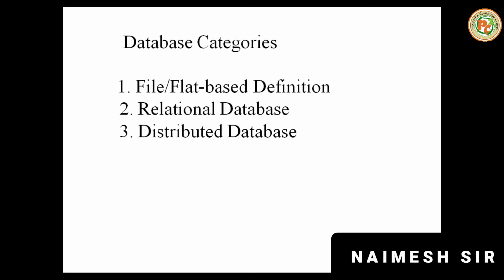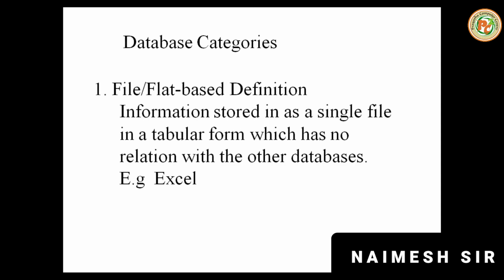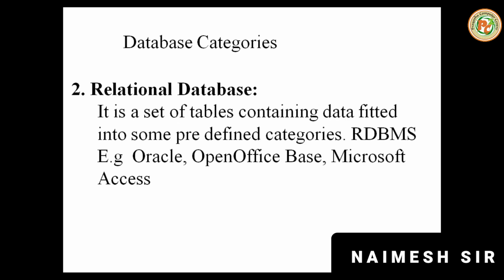Now let's see the categories of database. First is file, or we can say flat based database. Number 2, relational database, and number 3, distributed database. In a file or flat database, the information is stored in a single file in tabular form which has no relation with each other. For example, in Excel we type the data in the form of rows and columns, so it is called a file or flat based database. This is called a database, but it has no meaningful information in it.